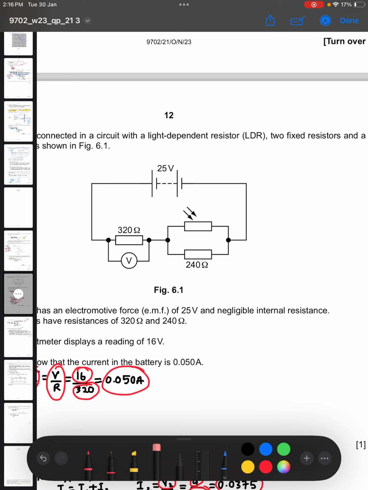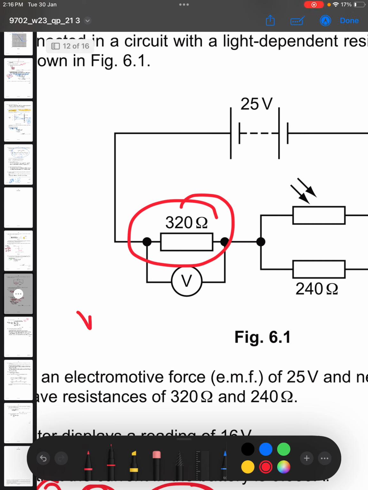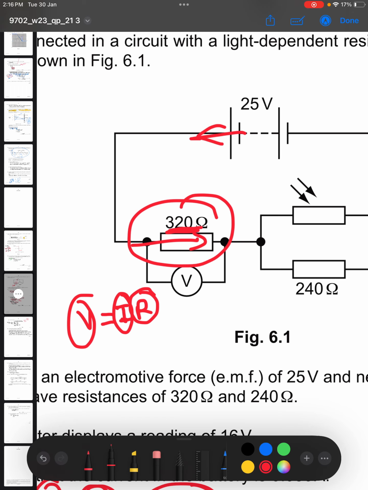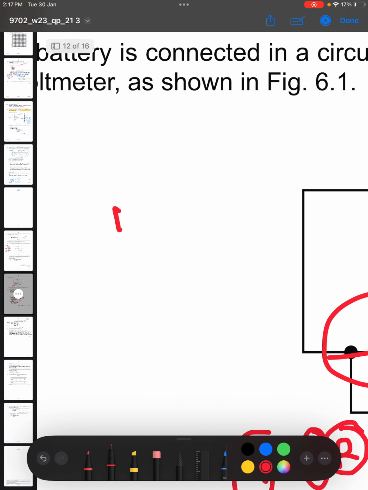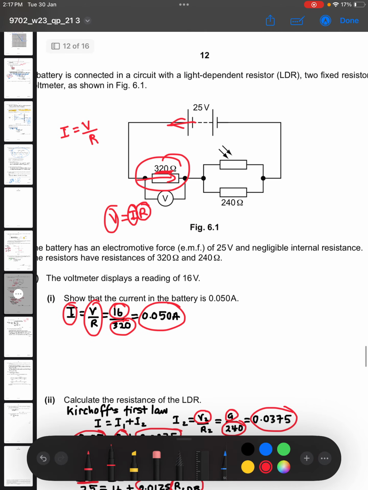Now, there are two things to know about the voltmeter reading. This voltmeter reading is based on IR. So ultimately, since the resistance is 320 ohms already, it's a constant, the voltmeter reading is based on the current flowing through this resistor, which is also the current flowing through the battery. But now there's something special about the current flowing through the battery. Current flowing through the battery is the voltage, or the EMF, of the battery divided by the total resistance in the circuit.